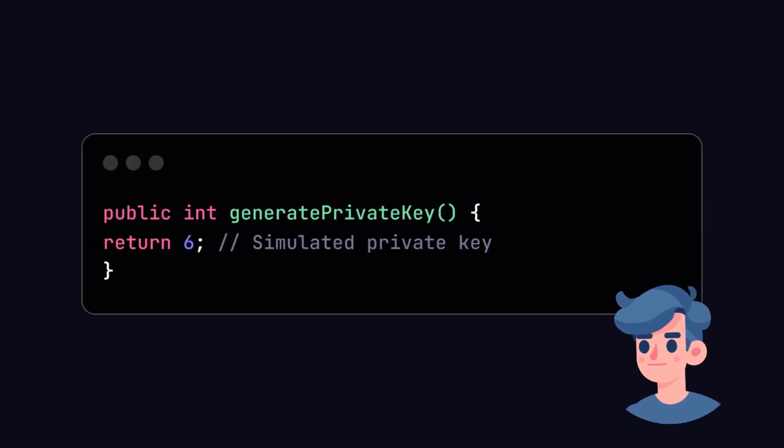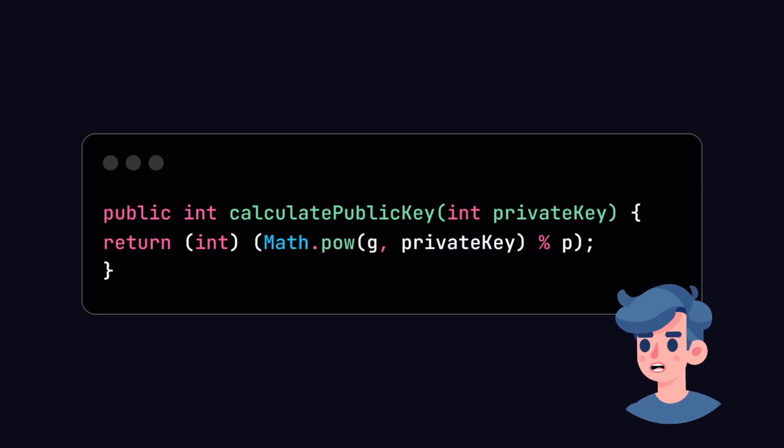Next, let's implement the method for generating a private key. Each party needs to select a private key, which is a random number. For simplicity, we're going to simulate this process by using constant values, but you should use secure random number generation in real applications.